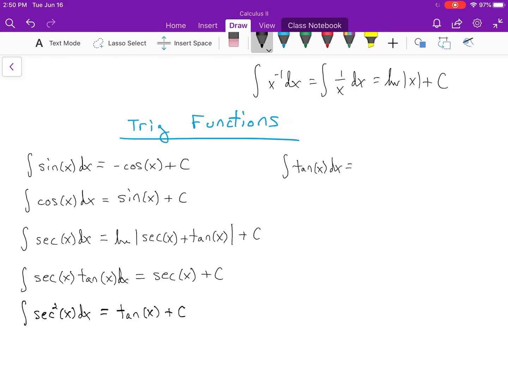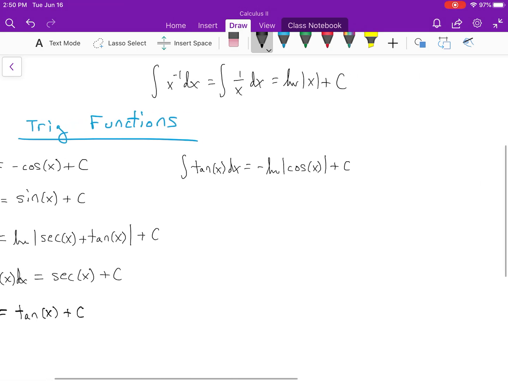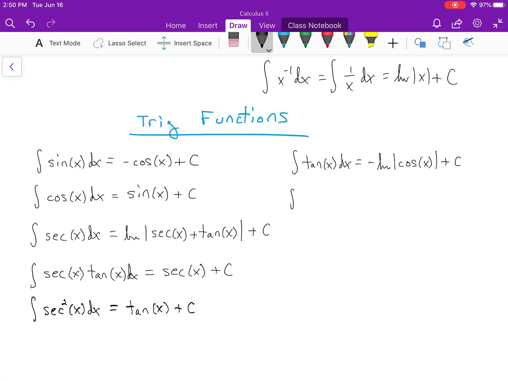This is the negative natural log of cosine of x plus c. You can pull that negative sign into the natural log and write this as the natural log of secant. Both work. We also want the integral of cosecant cotangent. This is going to be negative cosecant of x plus c.